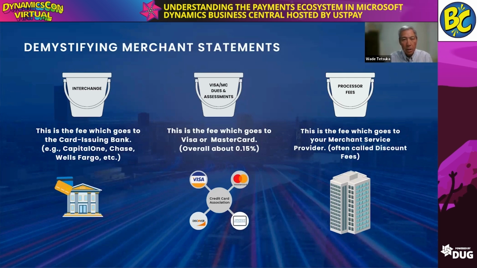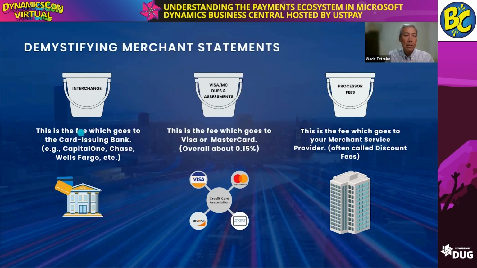And I'm just going to cover it very briefly, but ultimately there's only three buckets of cost or fees, even though a statement may have 5 or 6 or 7 pages long and lengthy itemization of fees. But ultimately, there's only 3 buckets that the fees fall into. One is called interchange, which is the first bucket. The second is called Visa and MasterCard dues and assessments. And the third is called the processor fees.